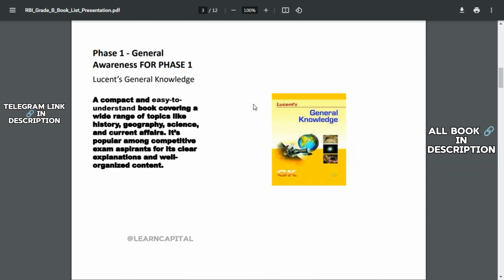Okay. The first is general knowledge for phase 1. I recommend the book Lucent General Knowledge, which is in the description. All the book links are in the description.